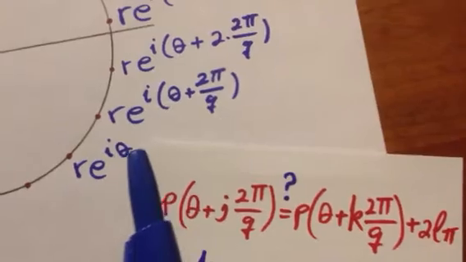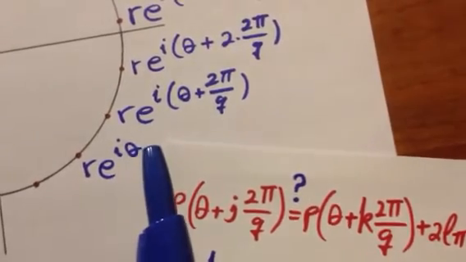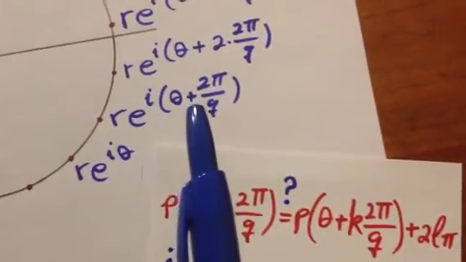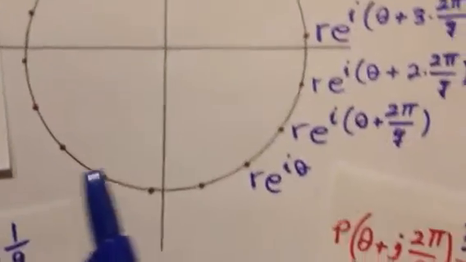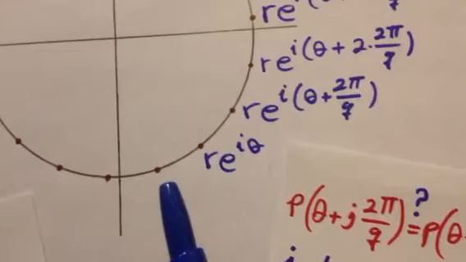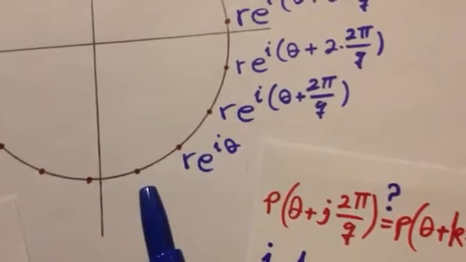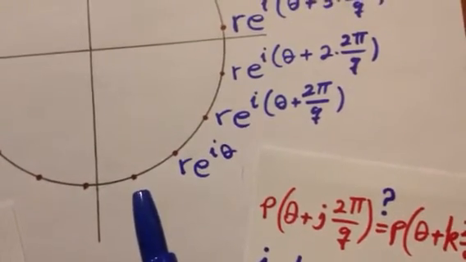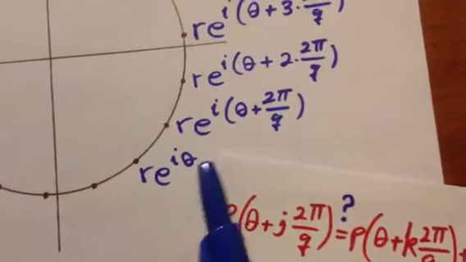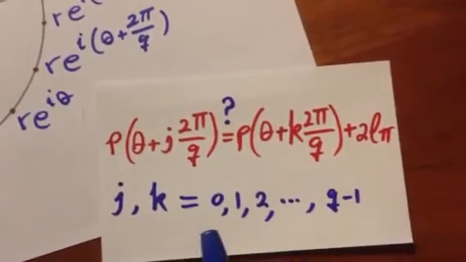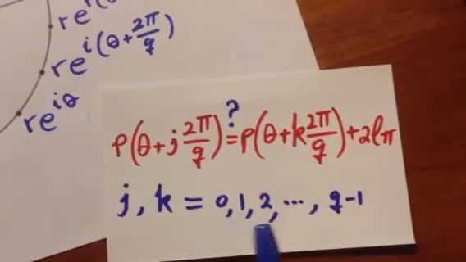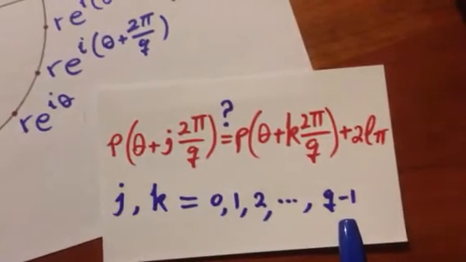For example, here each one is 0, here 1, 2, 3, and so on. In this position, j or k is q minus 1. But then if we add another one, we go back to the original. So j and k must be from 0 to q minus 1.